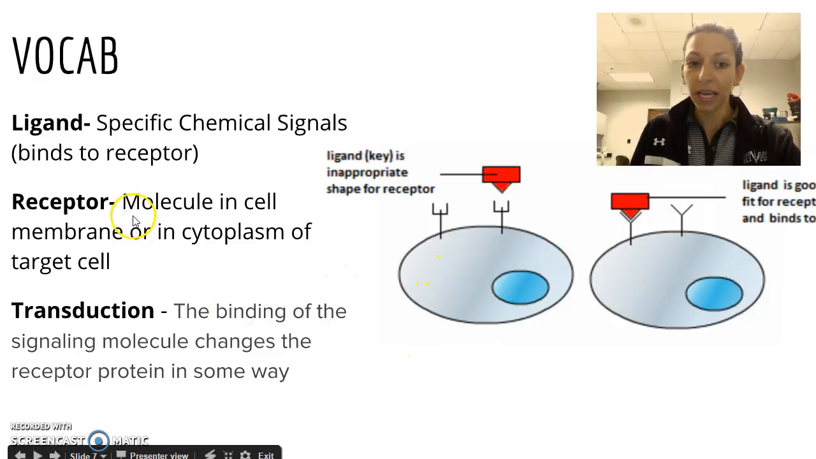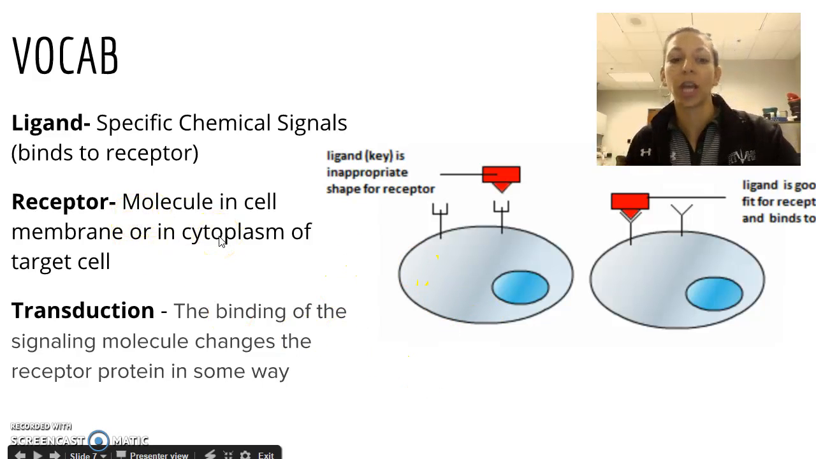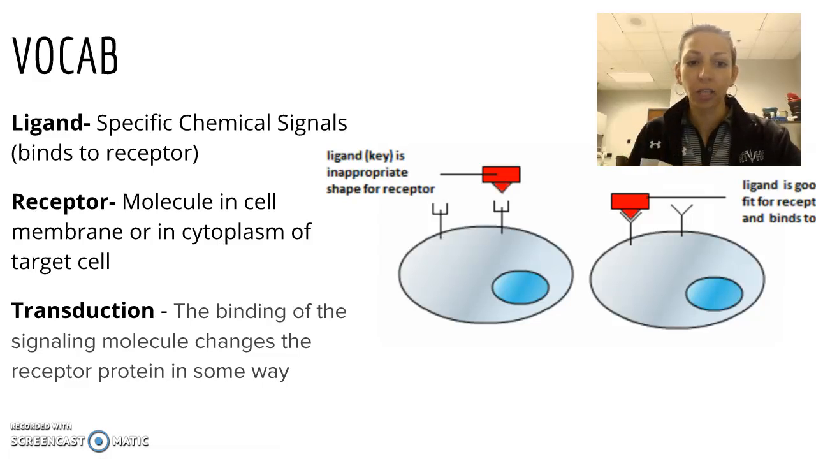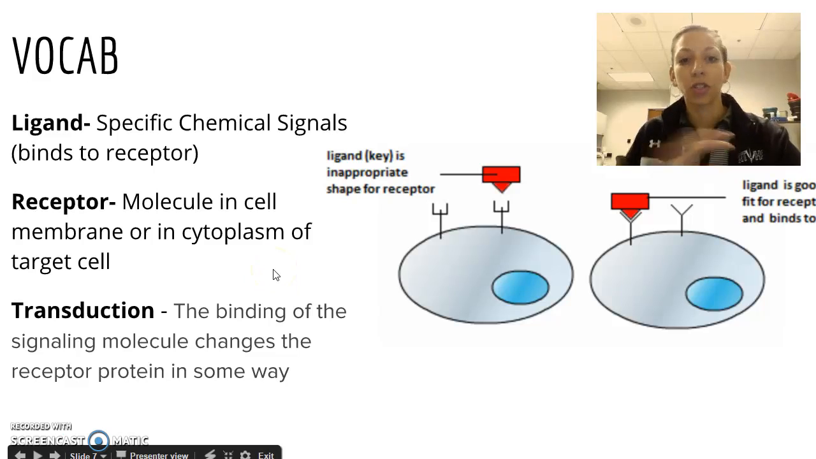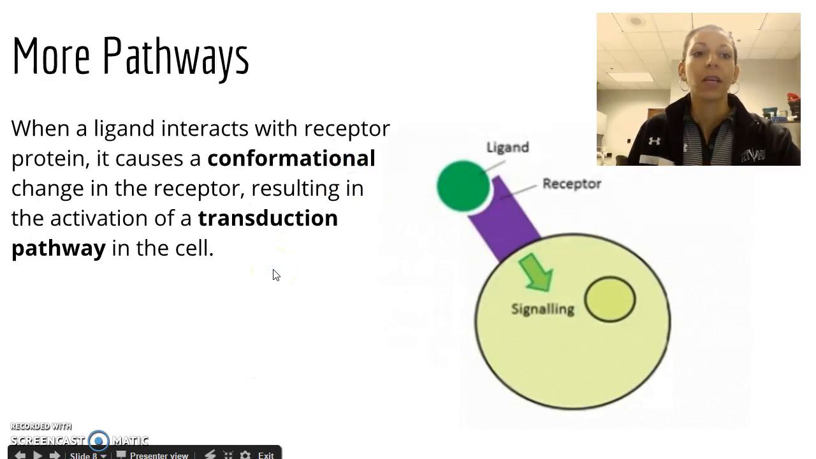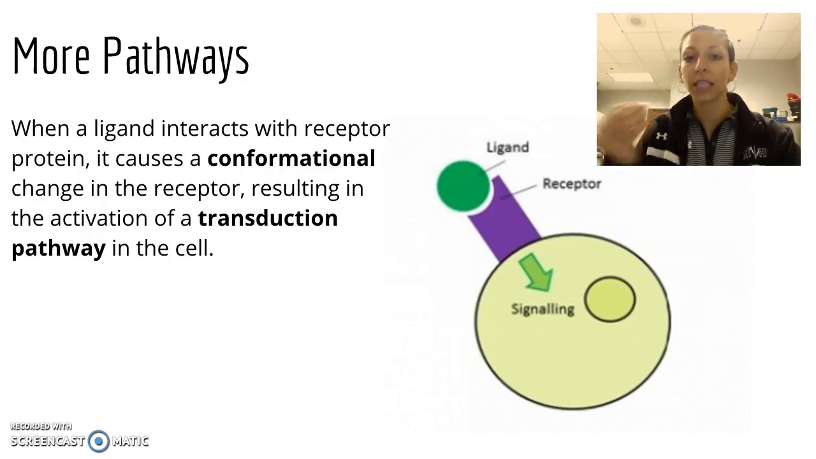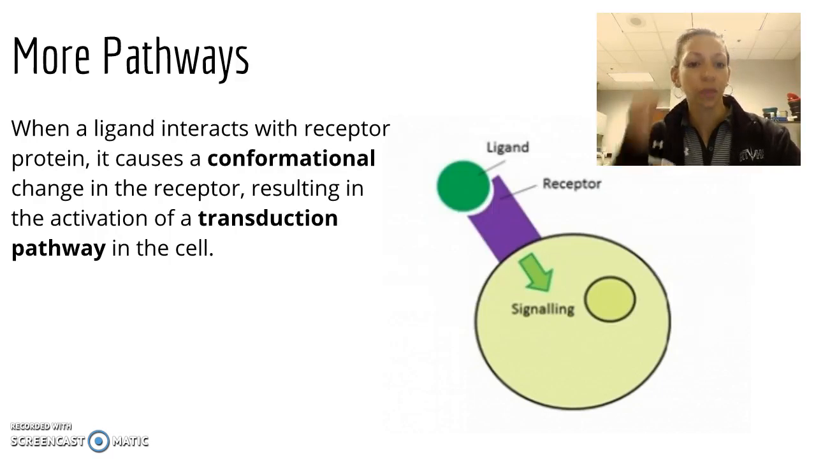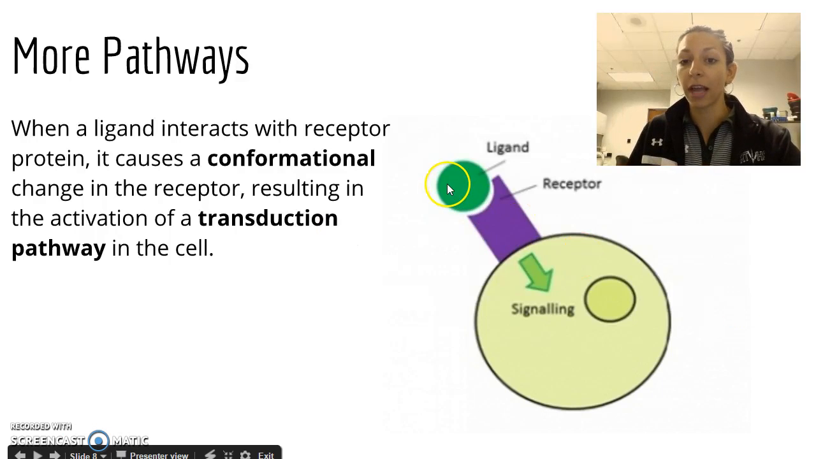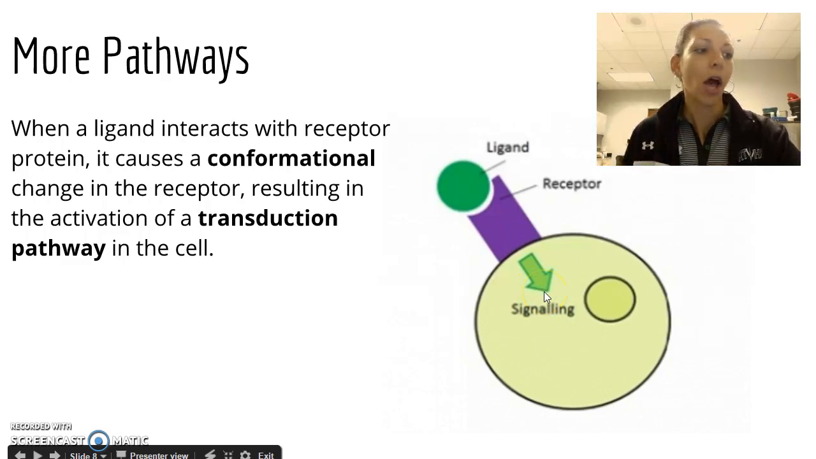And then transduction begins. The binding of the signaling molecule changes the receptor protein in some way. So that particular change, that conformational change, is going to start our transduction pathway. So more about pathways. When a ligand interacts with the receptor protein, it's causing that conformational change to the receptor, resulting in the activation of a transduction pathway in the cell. So we have our ligand binding to our receptor and then causing this cascade of signals.